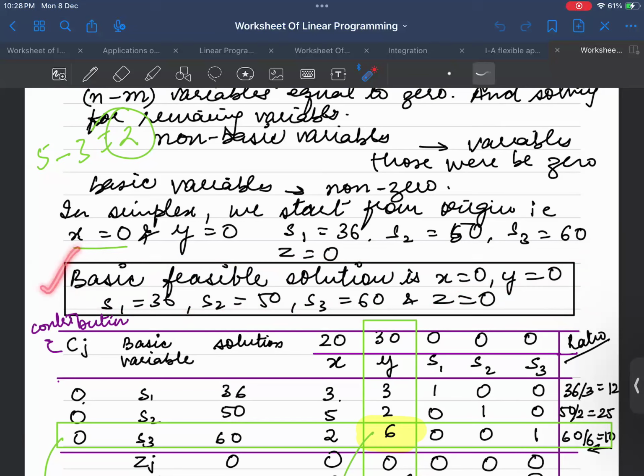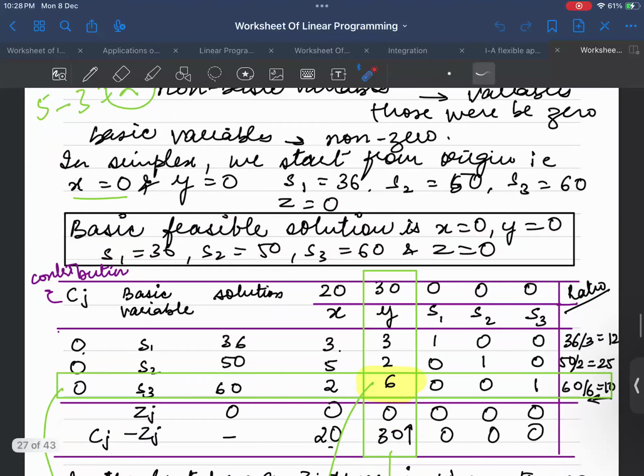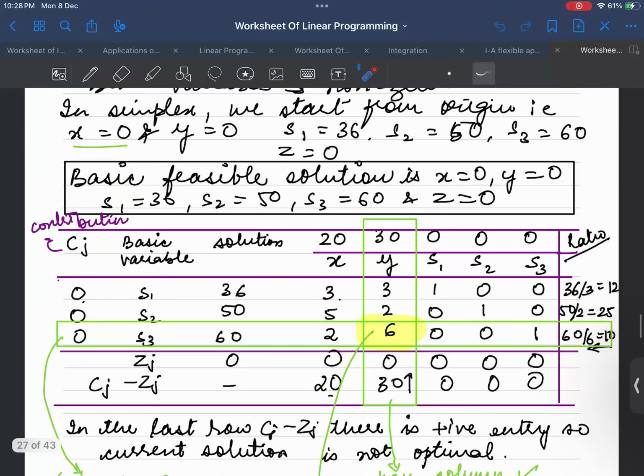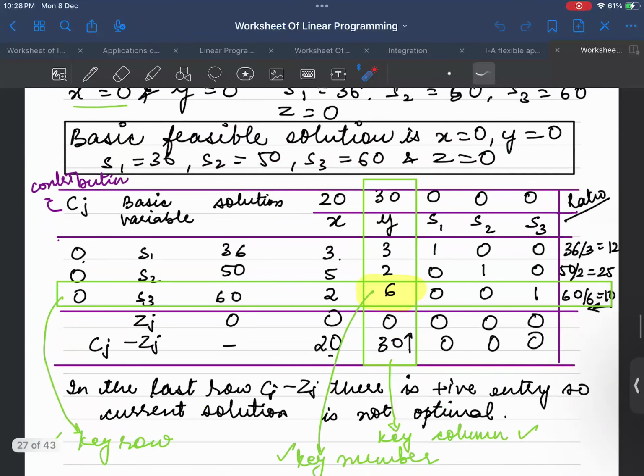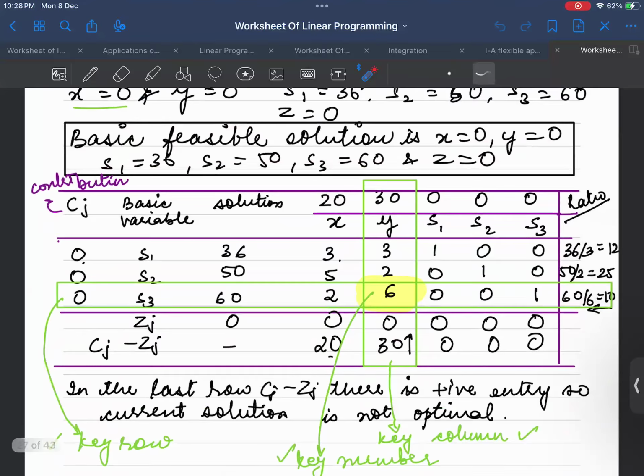We got our initial basic feasible solution, but we need to check whether this basic feasible solution is the optimal solution or not. Z is coming out as 0, so it seems low. It is profit, so we want it to be maximized. So we go for a maximization case. Now, how did we make the table? If you remember, we discussed the CJ, the contribution, basic variable, and solution.